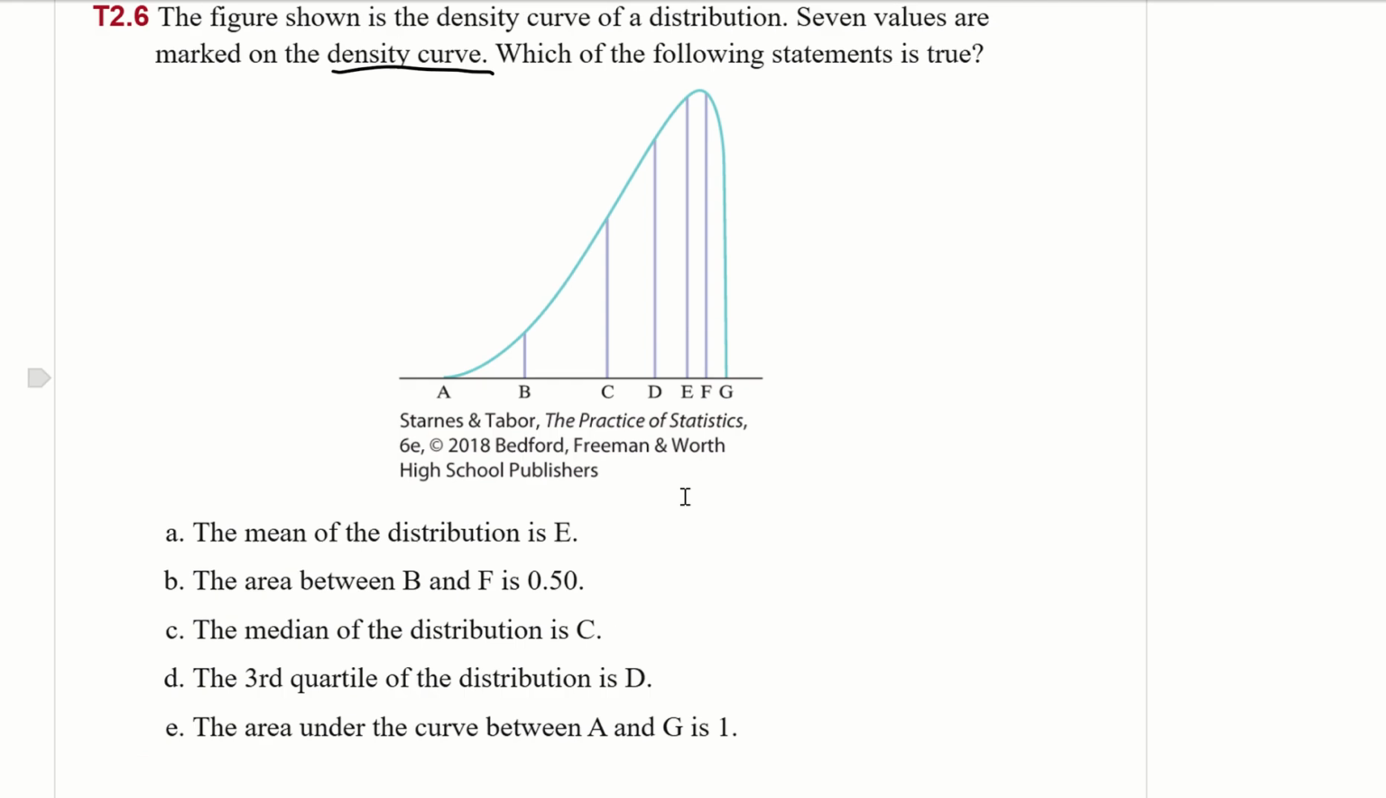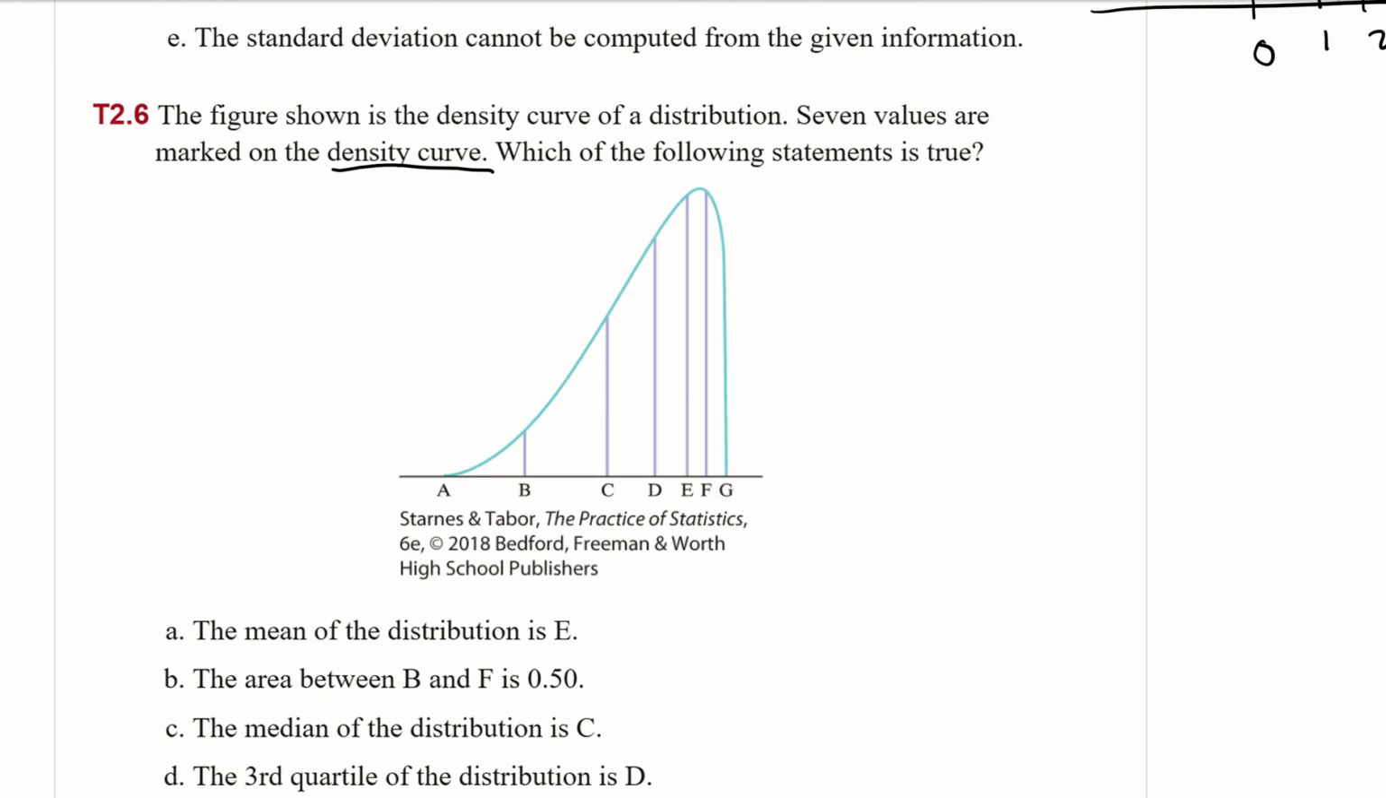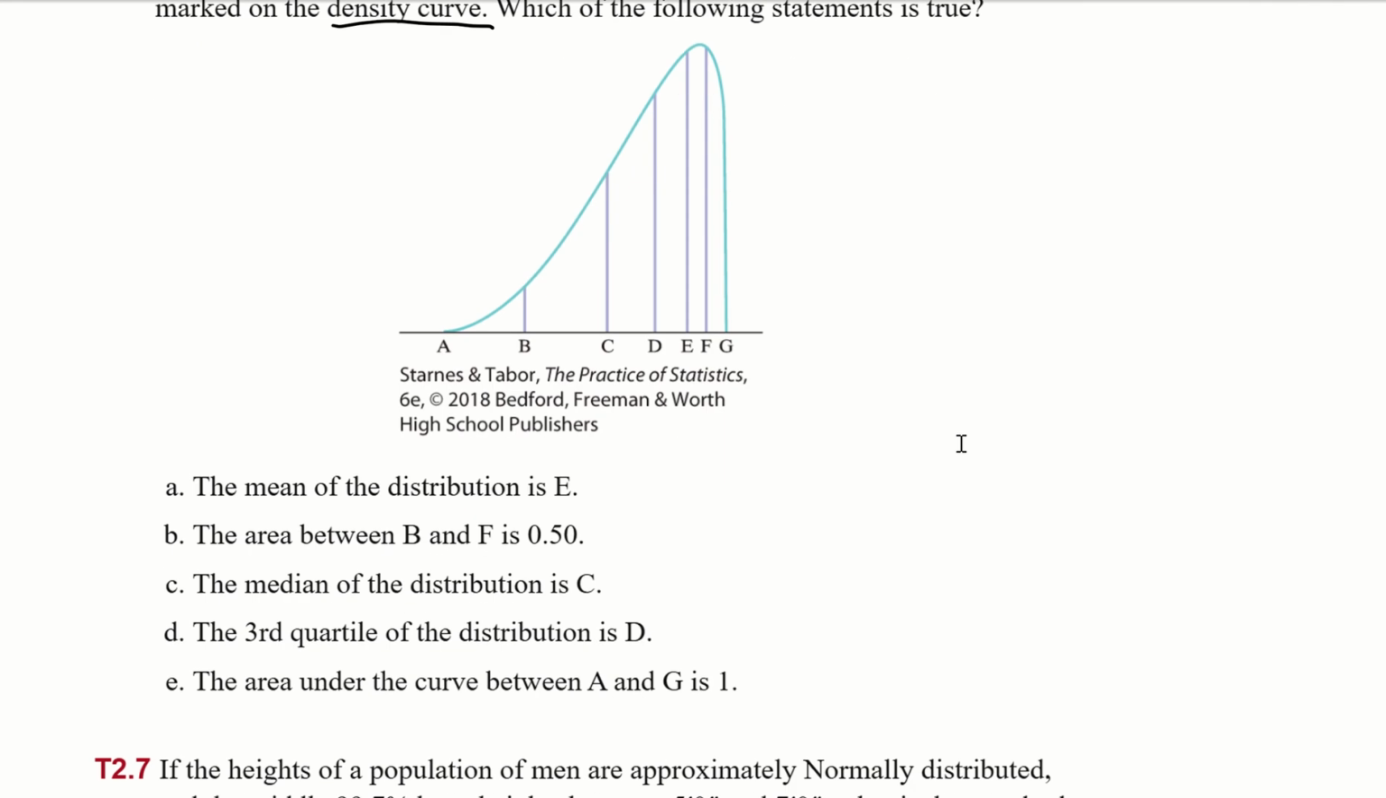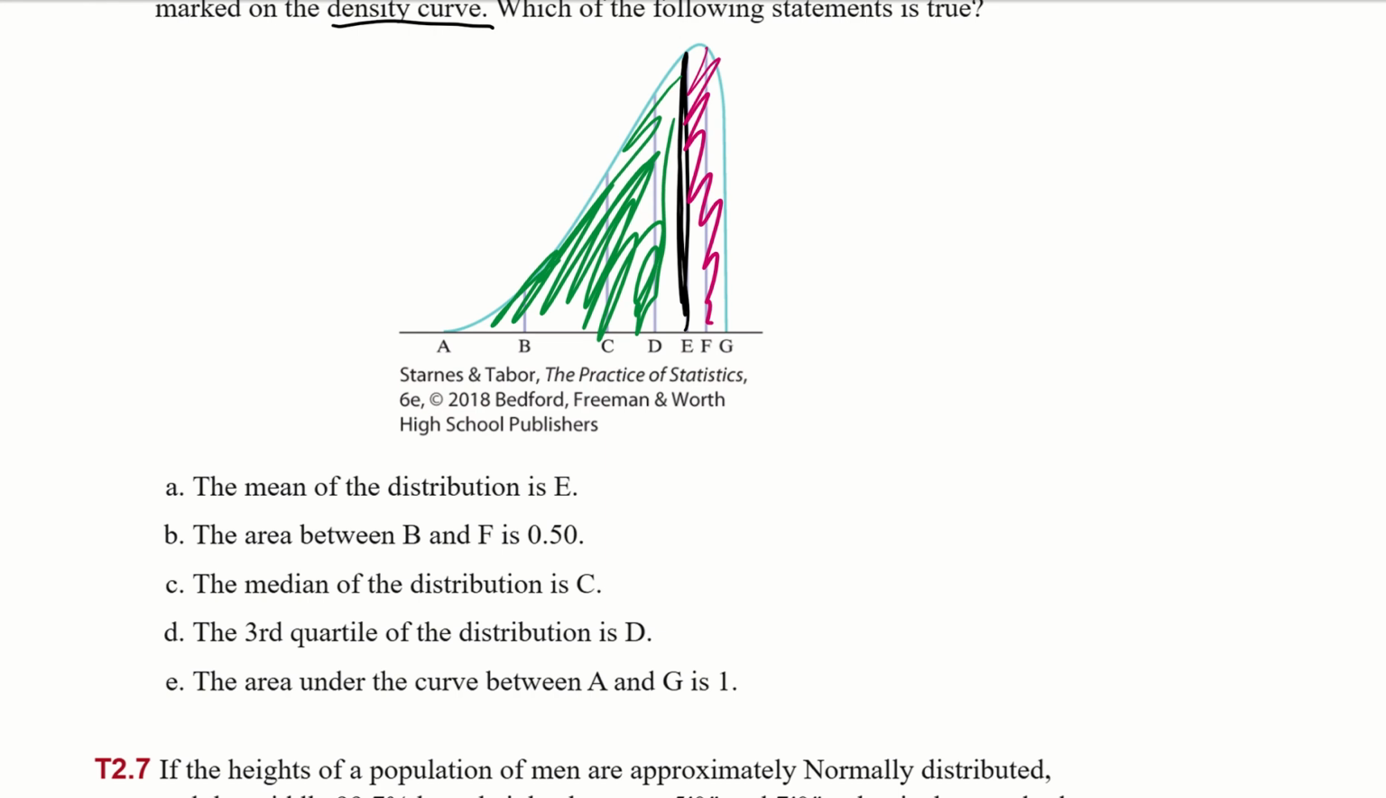All right, so it says the mean of the distribution is E. Which of the following statements must be true? Well, is this the 50% mark? It does not seem like it is, because this area right here is smaller than this area right here, right? So E cannot be the 50% mark, or the median. I'm sorry, they're talking about the mean.